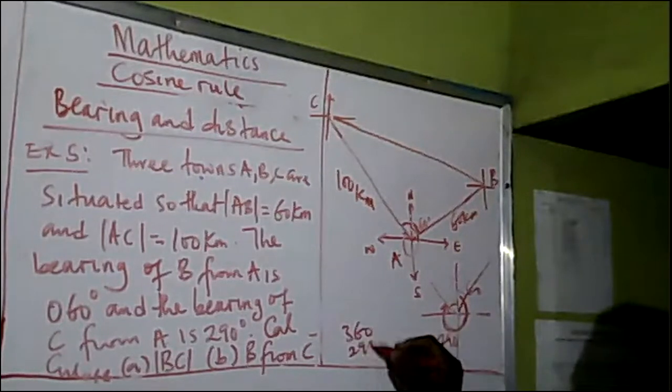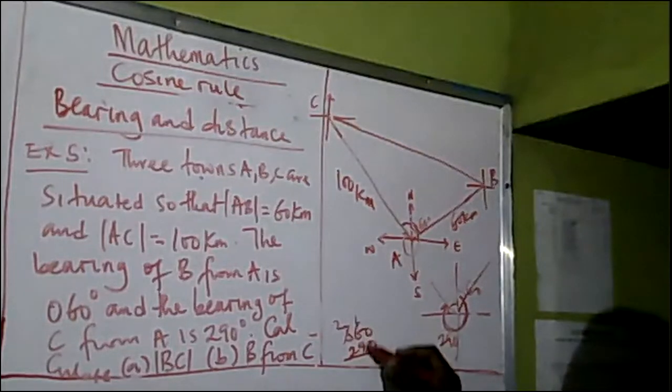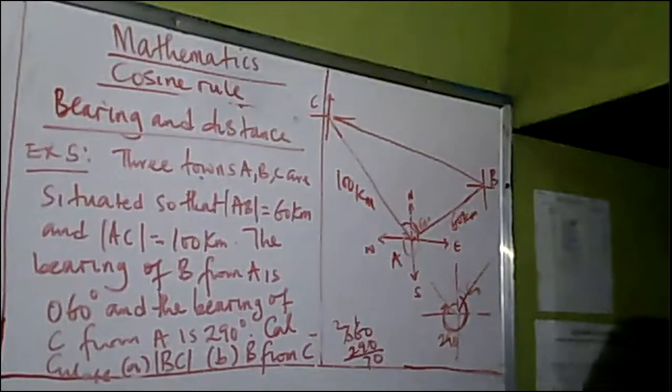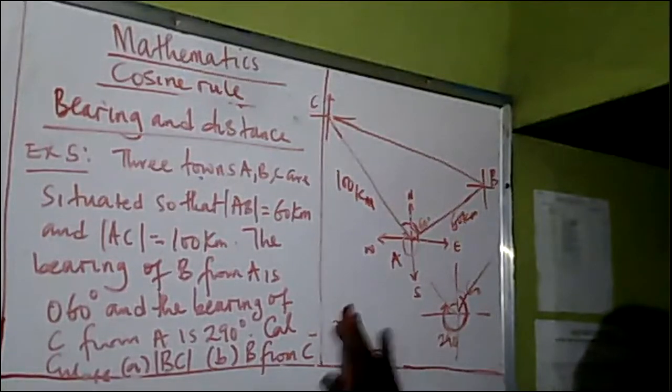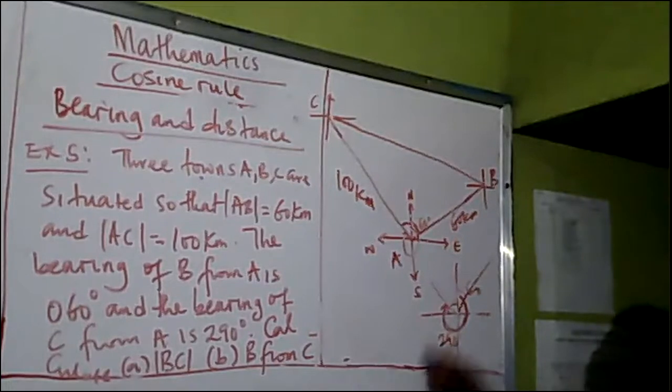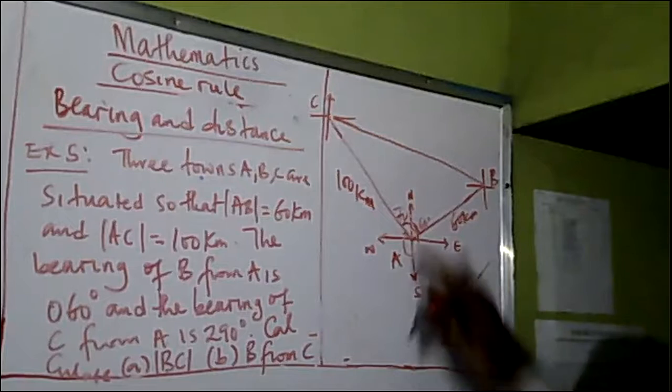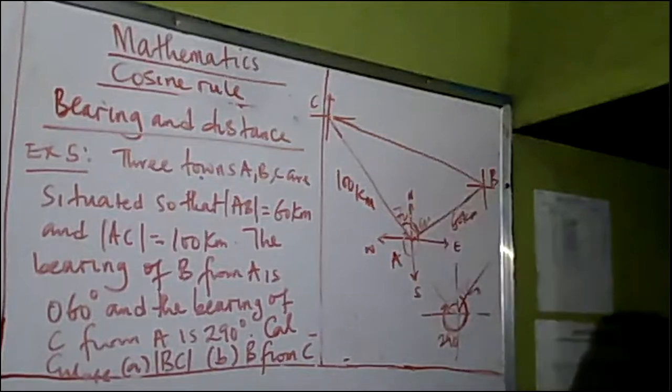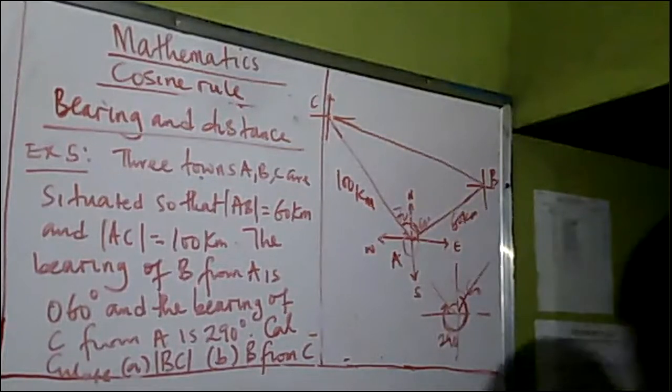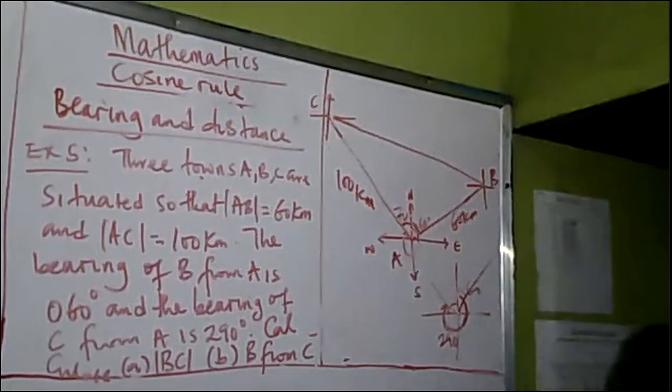360 minus 290. 0, 6 minus... cannot go. This should give us what? 70, right? Yes, so that's 70. So this point should be 70. So we've gotten that part. What do you need to do now? Add 70 plus 60. So that's what I'm going to do, add 70 plus 60.